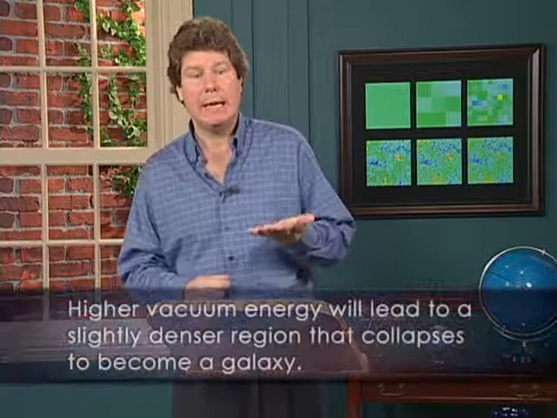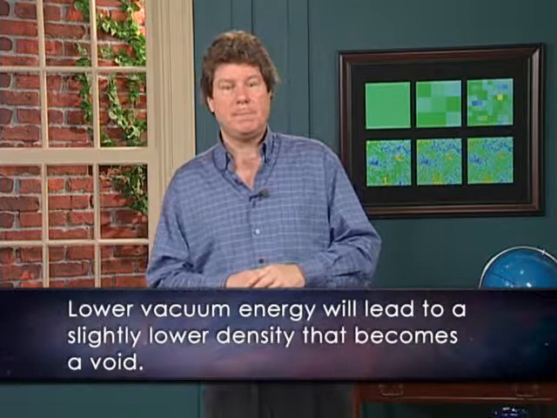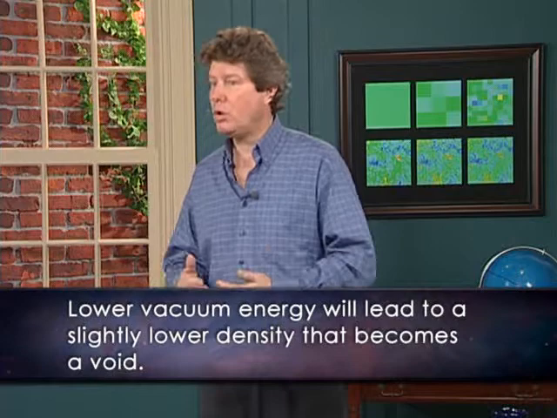Now, and this is the crucial point, if the original quantum fluctuation gave a slightly higher vacuum energy, then it will lead to a slightly denser region that over time collapses to become a galaxy. On the other hand, if the original quantum fluctuation gave a slightly lower vacuum energy, it'll lead to a slightly lower density that over time becomes a void or gap between galaxies. So overall, inflation takes a tiny quantum fluctuation, makes it real, and then stretches it to cosmic proportions.